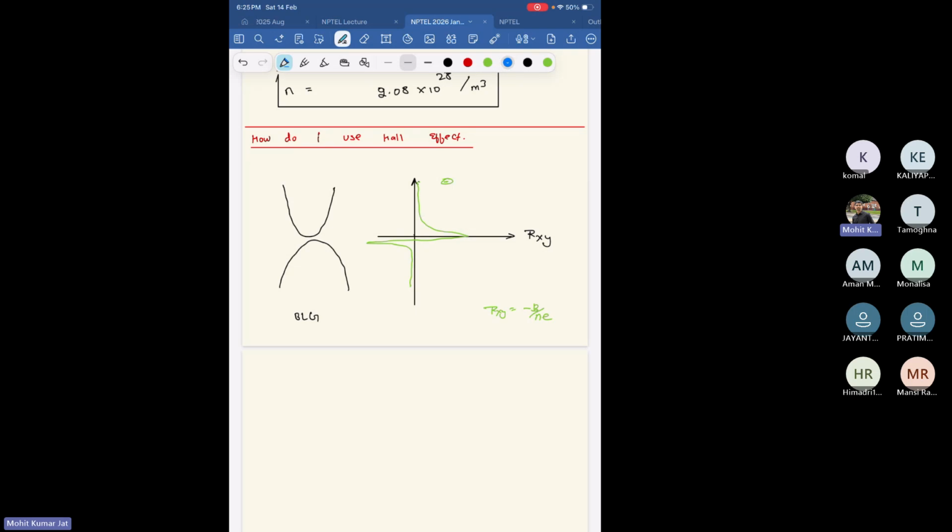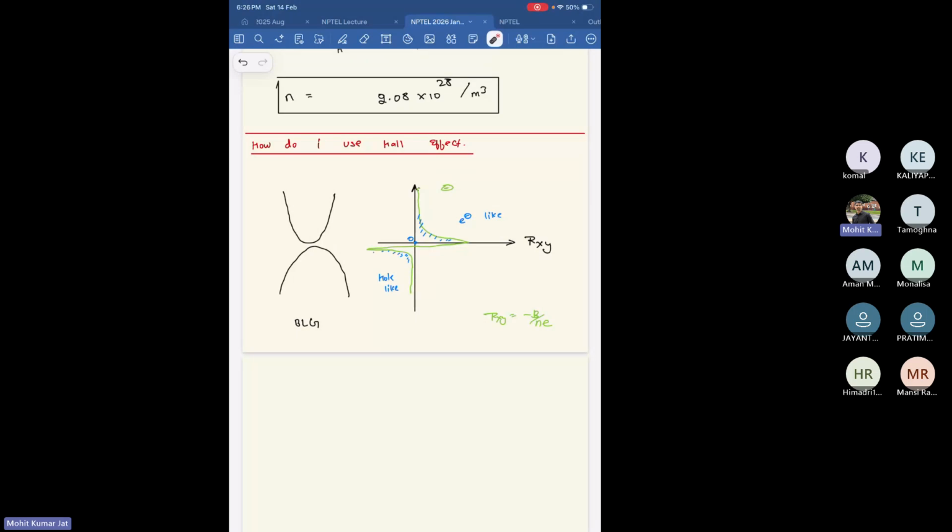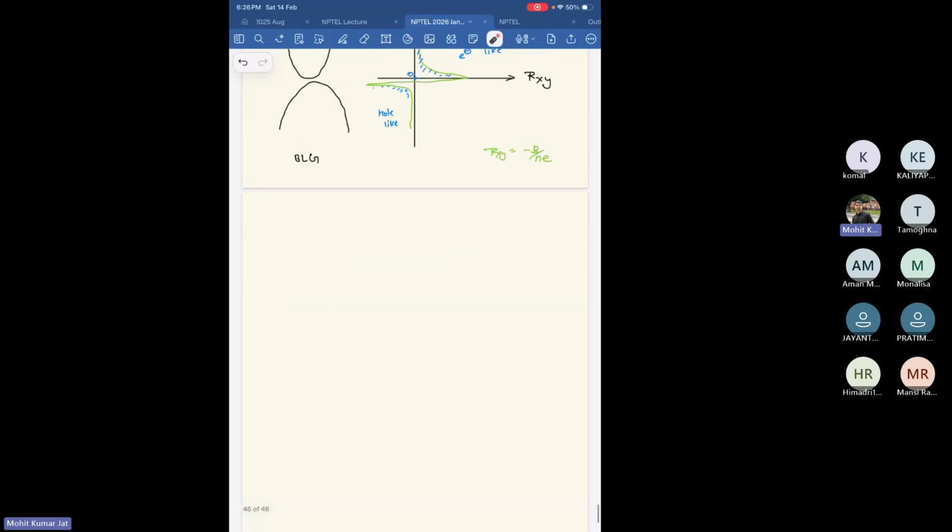And for this reason, since RXY is positive, I'll call it electron-like carriers. In this regime, your RXY values are negative, so you call this regime hole-like. And that's what we know: if a band curves like this, it is a hole-like band, and if a band curves like this, it is an electron band. That's the case for pristine bilayer graphene. And then if you plot RXY versus 1 by n, you will get a linear line, and from there you can estimate the magnetic field and the capacitance values also.